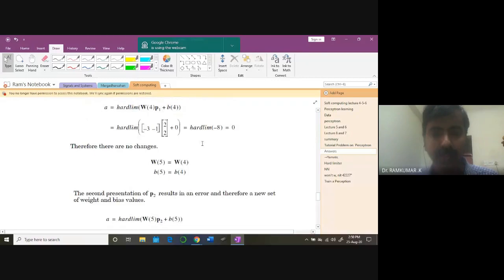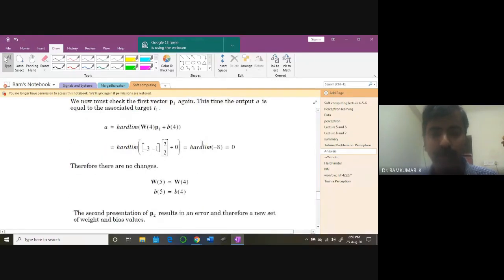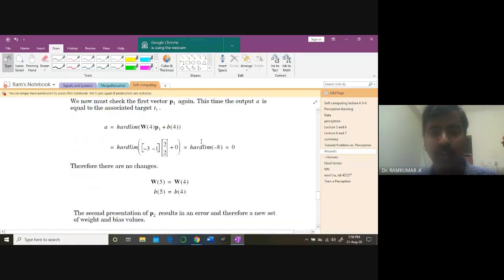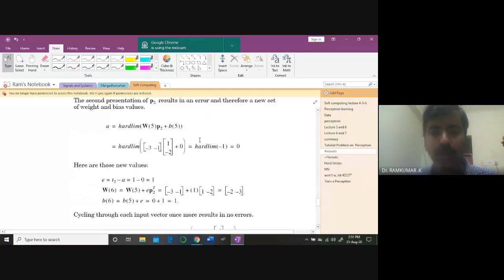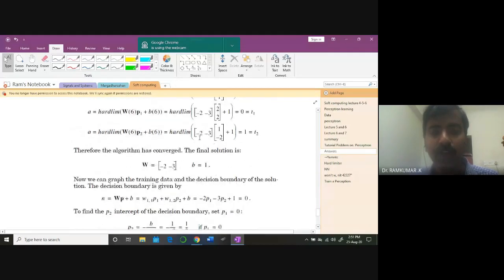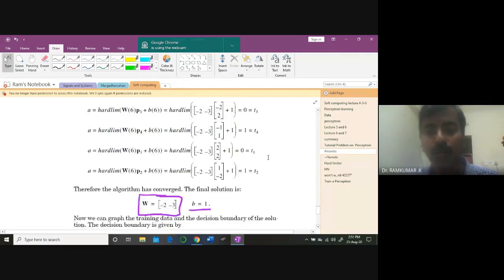So this is how we proceed. You apply it for P1 and then update the weights. If it is equally matching, you need not update the weights. If it is not matching, you have to update the weights. Keep proceeding for all the patterns. Finally, you have to check for all the patterns. At the end, W equals -2, -3, and B equal. This is what really works out for you.